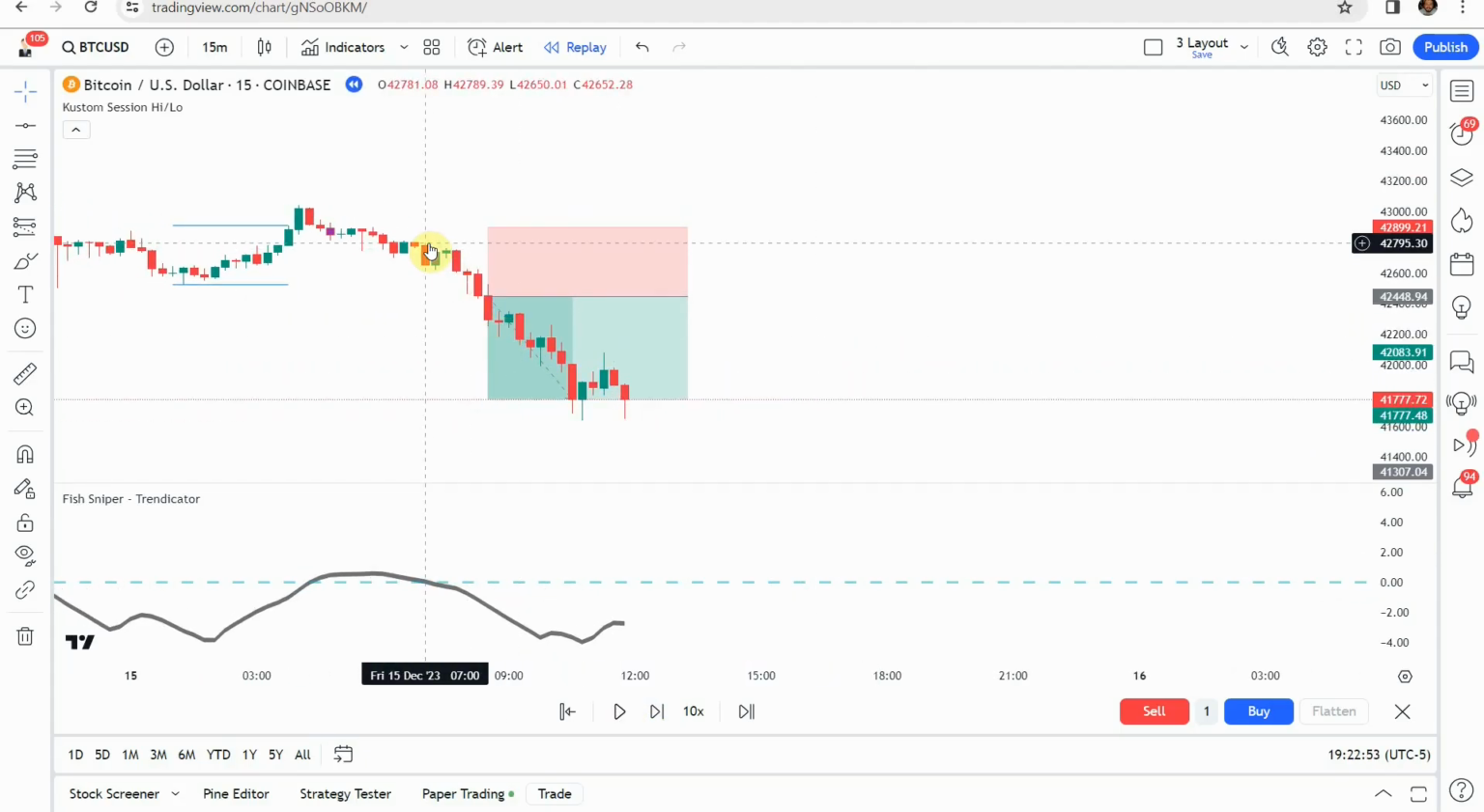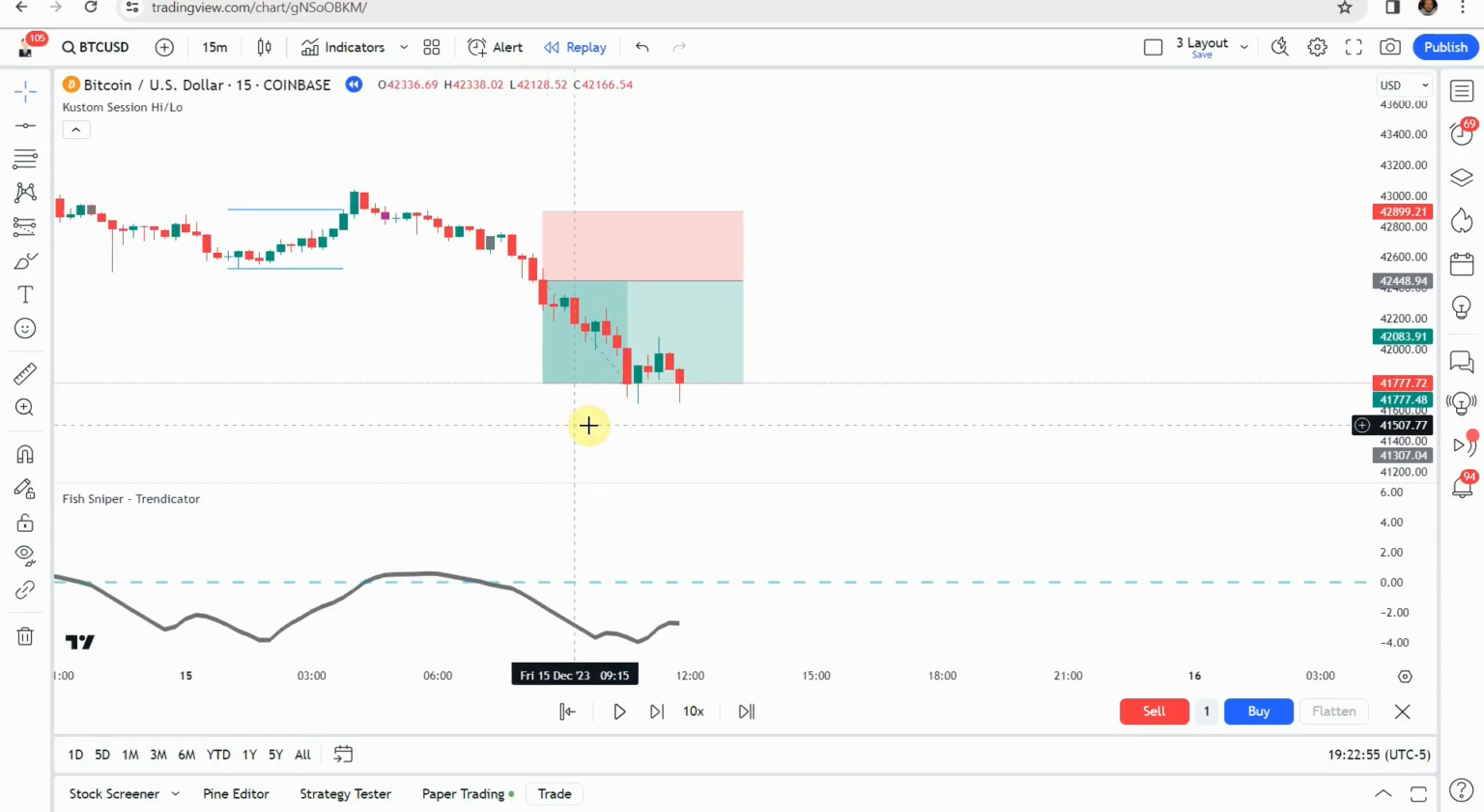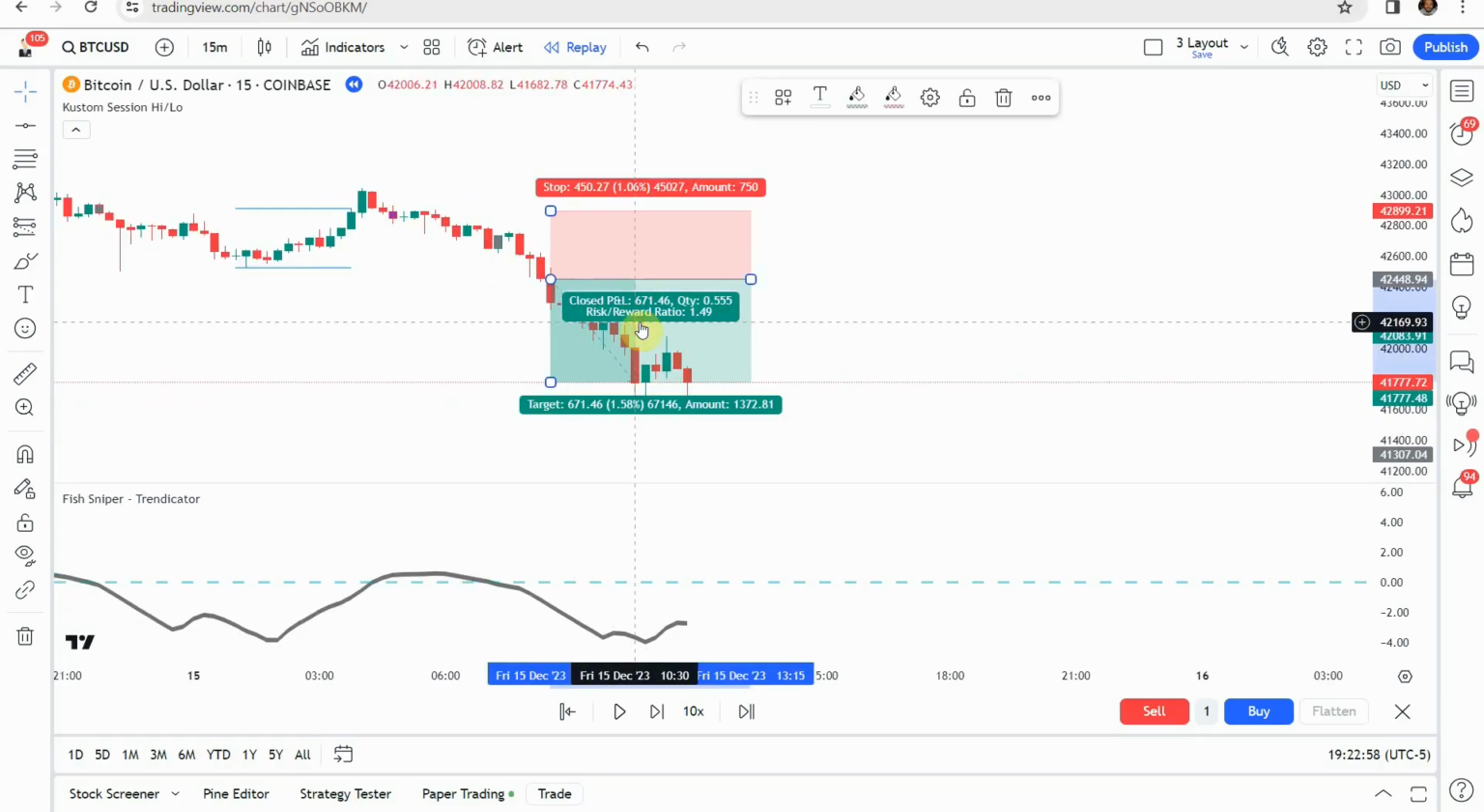And you can see once again, price comes down, hits our take profit nicely again. Alright, so that puts us at the end of the testing right there.